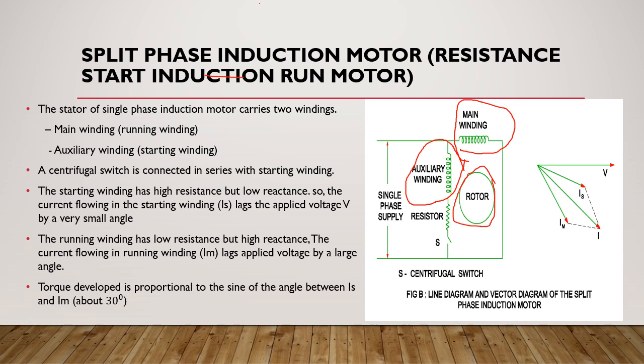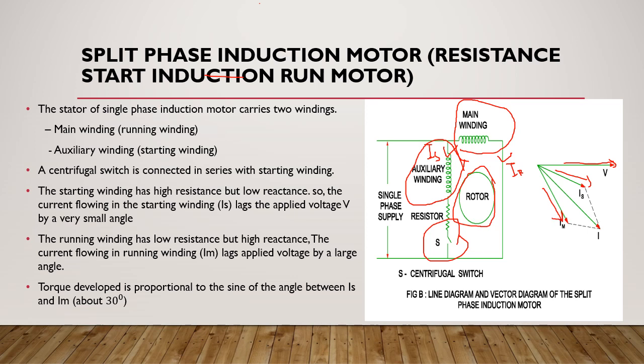You see there is one centrifugal switch, centrifugal switch S, here. It is connected in series with the auxiliary winding. In this motor, the starting winding has high resistance. The current passing through the starting or auxiliary winding is IS, and the current passing through the running winding is IR. From the vector diagram, this is the voltage across the winding, this is the starting current IS, and this is the running current or main current IM.